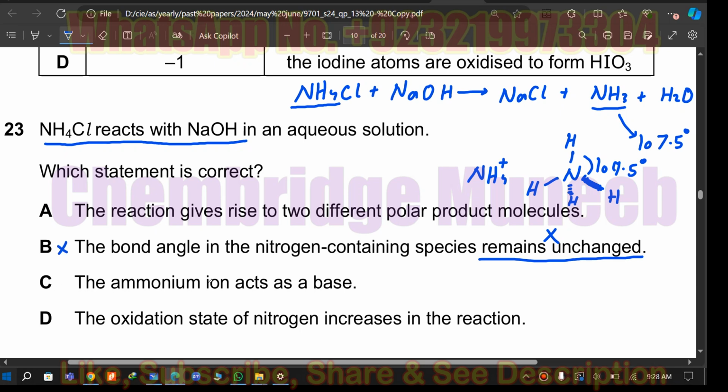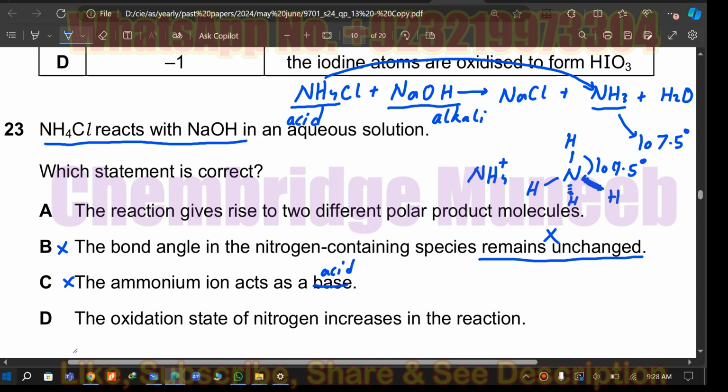Then C says the ammonium ion acts as a base. Now here we can see that this is the sodium hydroxide, which is an alkali. So alkali is a base, not the ammonium ion. Moreover, the ammonium ion is losing its proton. That's why it converts into ammonia after losing a proton. So it acts as an acid, not as a base. So this is incorrect. It acts as an acid.